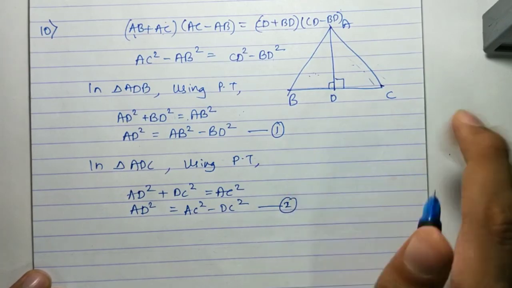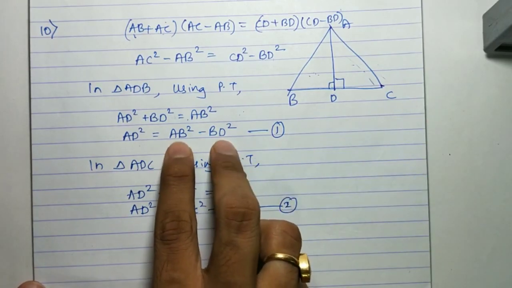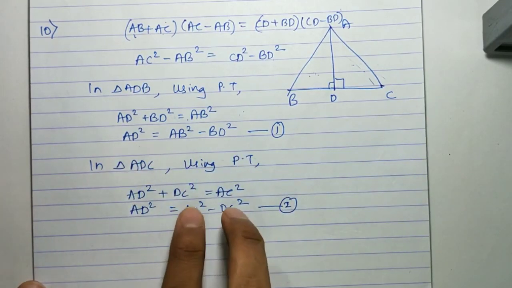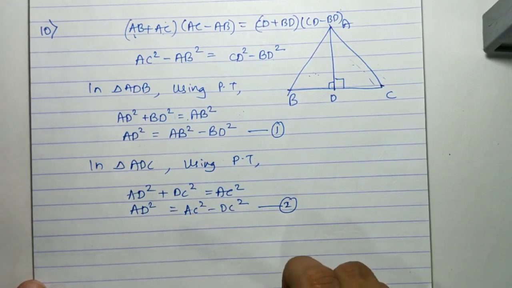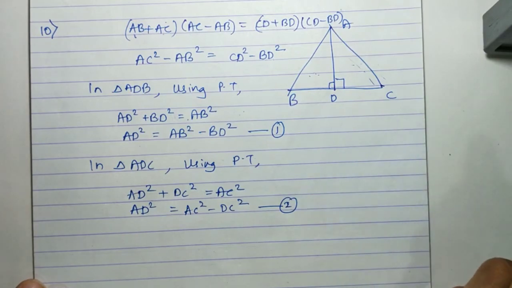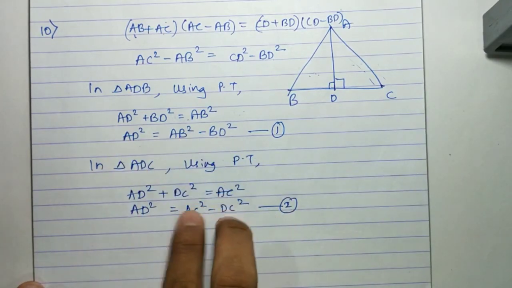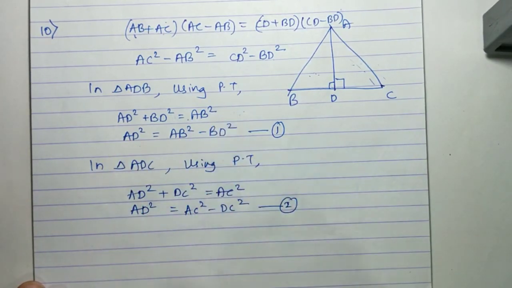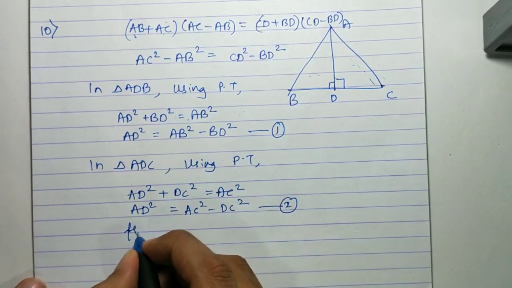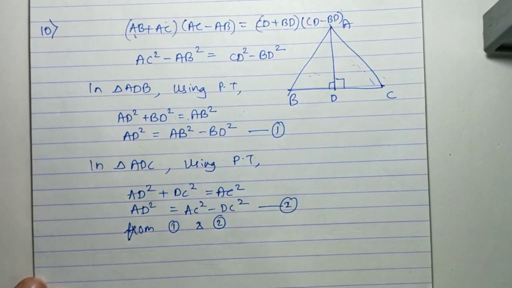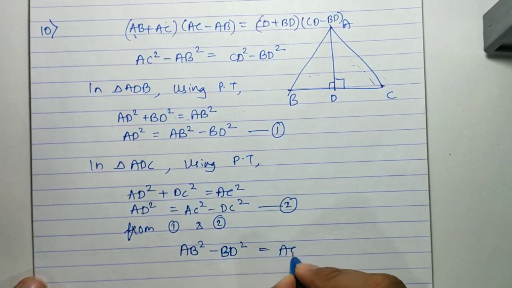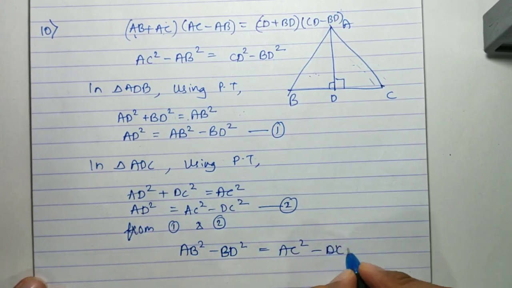Now if you observe, AB square minus BD square is equal to AD square. AC square minus DC square is also equal to AD square. That means equations 1 and 2 are the same. If they both are equal to AD square, that means they both are equal. So from 1 and 2, AB square minus BD square is equal to AC square minus DC square.